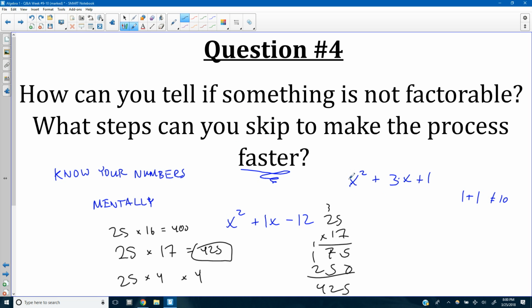So what steps can I skip? I can skip drawing a diamond. I can skip listing my factors if I practice mental storage. That's what you can skip. You can start to look at some of these and start to recognize, without asking the question, say, there's no way that can add to that. So that's a good way of talking about this.